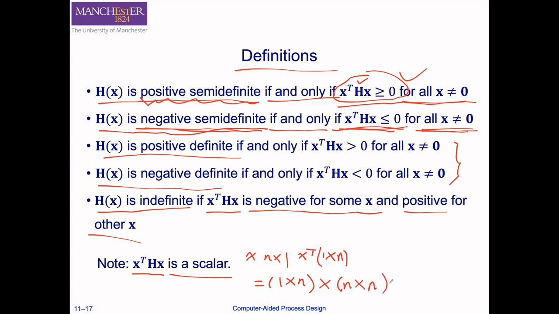This is because the Hessian matrix is an n times n square matrix, times an n times 1 matrix. Then we can get this term equal to a 1 times 1 matrix. That means this term, X transpose times the Hessian matrix H times X, is a scalar.